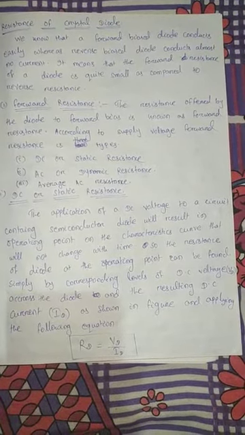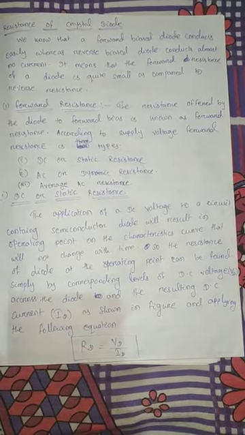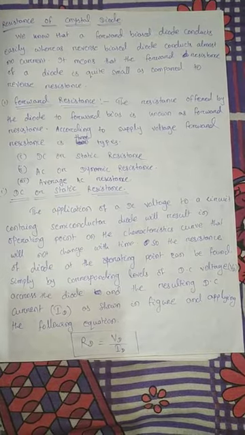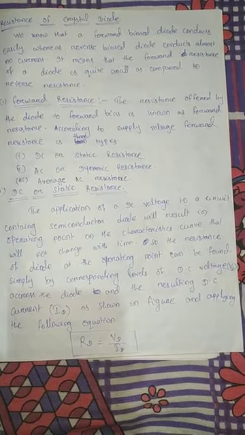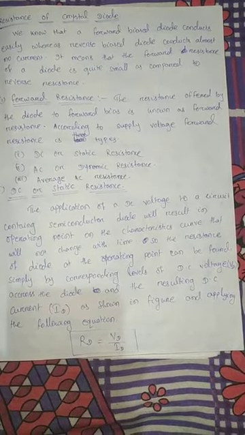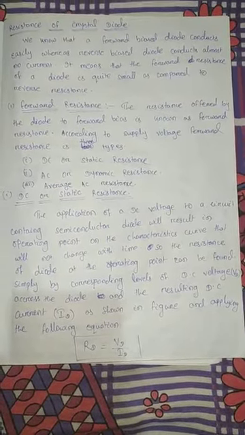So the resistance provided by the diode in forward bias is less in comparison to reverse bias. That means the resistance of the diode in case of forward bias is less, whereas the resistance of the diode in case of reverse bias is large.